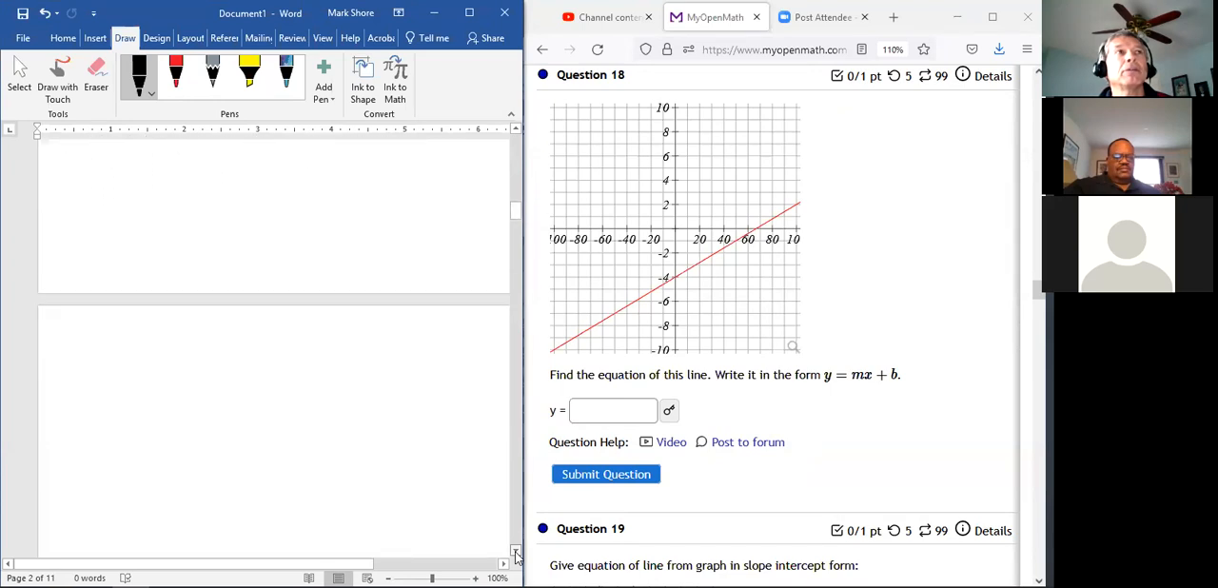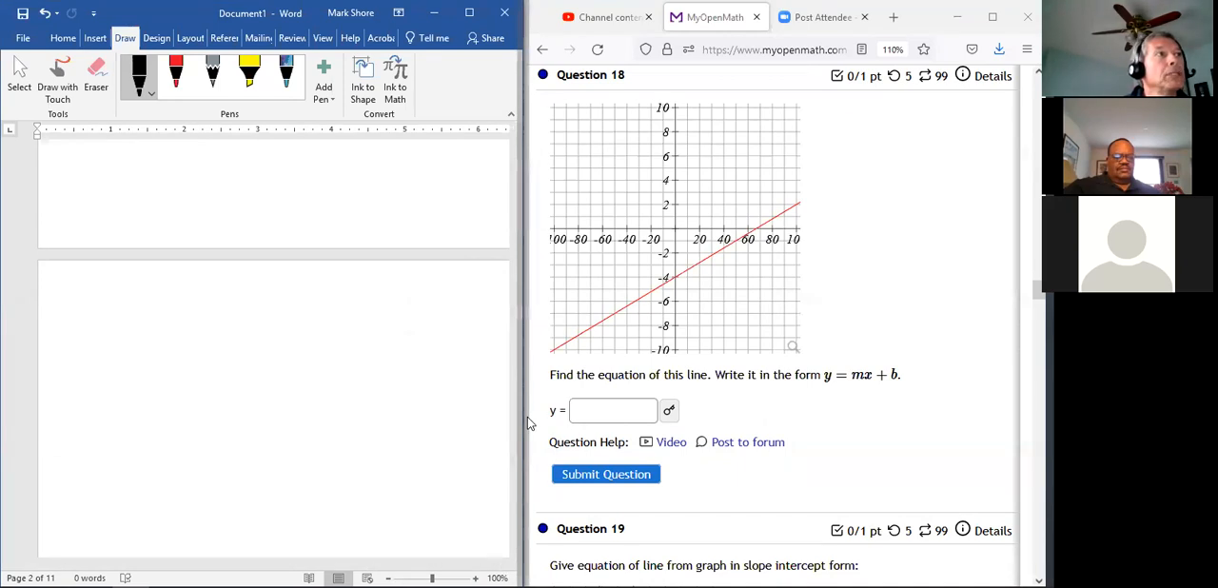So with 18, we've done plenty of these. This is where you get 2 points from the graph. Looking at this, I can see that it goes through the point 0, negative 4. Right here's a point on the graph. And I can also see that it hits right on the money at another spot. It looks like here's a place clear out here at 10, 2. 10, 2 looks like another place.